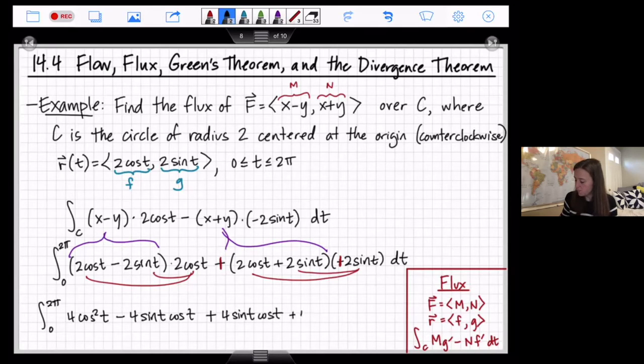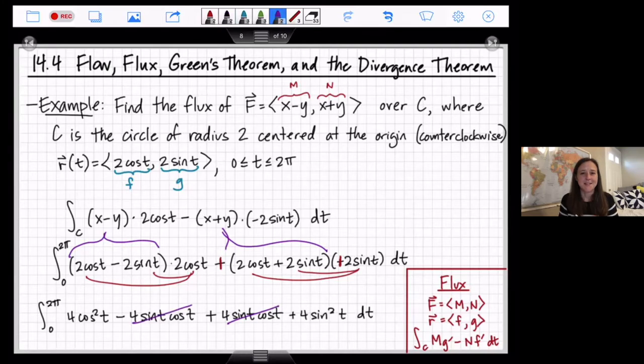Plus 2 times 2 gives me 4 sine squared. And this is turning out much better than we could have hoped or imagined. These two terms in the middle disappear entirely. And I got a 4 cosine squared plus a 4 sine squared. We know that's going to simplify with that Pythagorean identity.